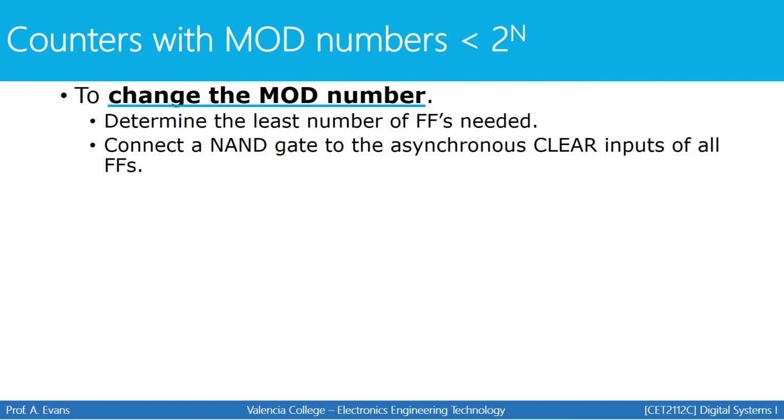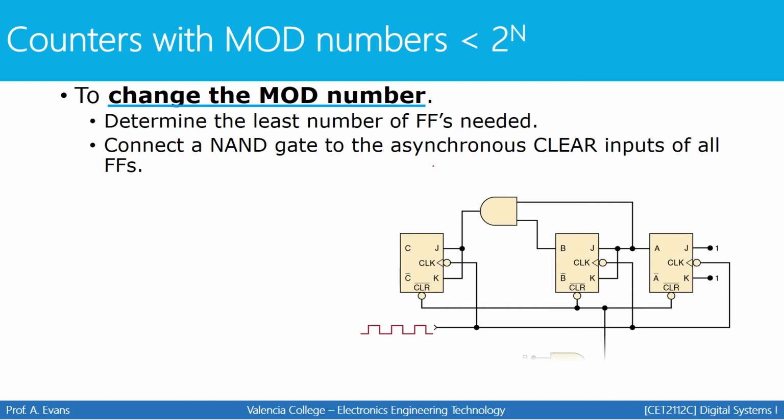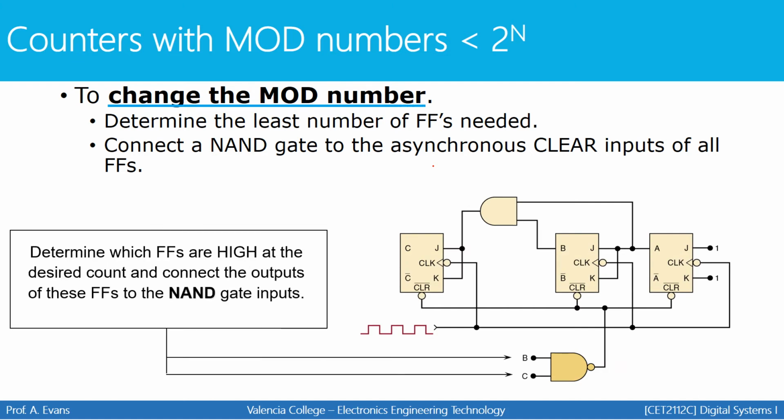Remember that we talked about asynchronous override inputs. And we're going to be using those asynchronous override inputs today by connecting a NAND gate to the clear input of your flip-flops. The NAND gate at a certain point is going to force those flip-flops to be cleared instantly, causing the counter to reset back to 0 at the time that you want it to. Here's an example of how we might do that.